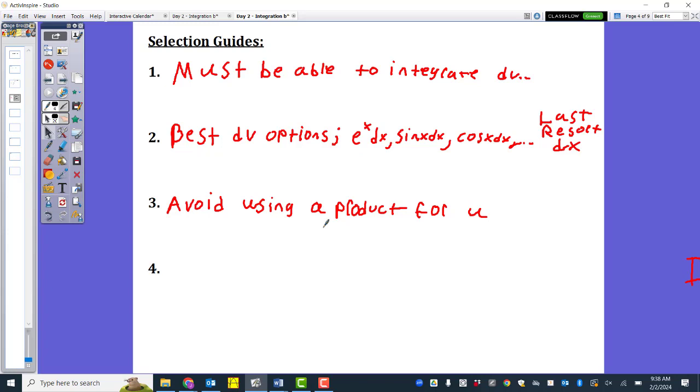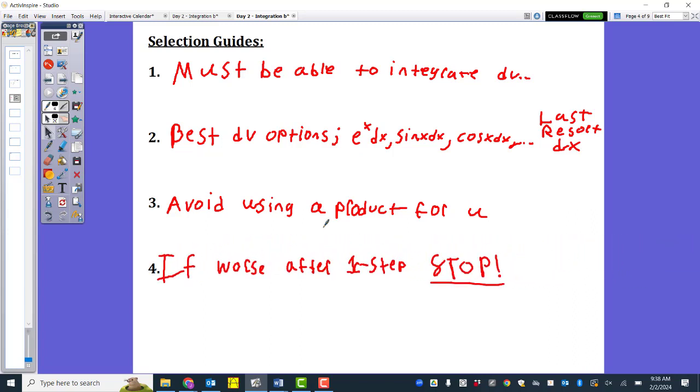Next, I want you to avoid using a product for u. Doesn't mean it can't happen, it just makes it a lot more complex when you use a product for whatever your u is. And lastly, if it gets worse after one step, stop. Now, this is not to say if you have to do multiple integration by parts. I'll show you one in a second where we have to do integration by parts multiple times. That is okay. But if it gets bigger, more complex after one step, then that means you picked something wrong. So your powers should be going away. If you have x to a power, it shouldn't be getting any bigger.